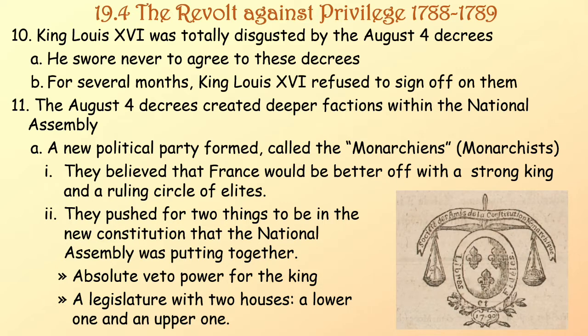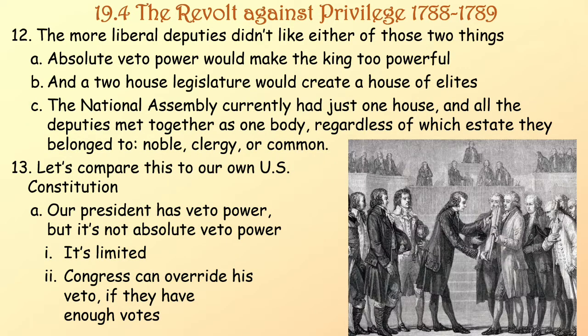Number 1, absolute veto power for the king. Right? The king could veto any measure he wanted to. And number 2, a legislature with 2 houses, a lower one and an upper one. The more liberal deputies didn't like either of those two things. Absolute veto power would make the king too powerful, and a 2-house legislature would create 1 house of elites. The National Assembly currently had just 1 house, and all the deputies met together as one body, regardless of which estate they belonged to, noble, clergy, or common.